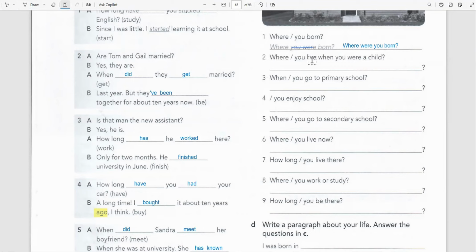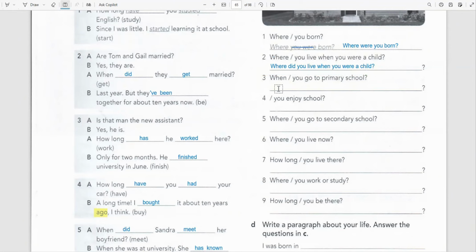Number two, where you live when you were a child. So obviously, it's a past simple question. Live. For past simple, we use did. So where did you live when you were a child?